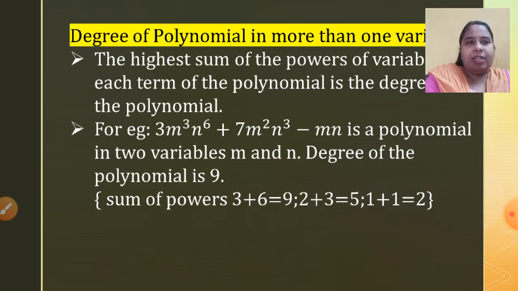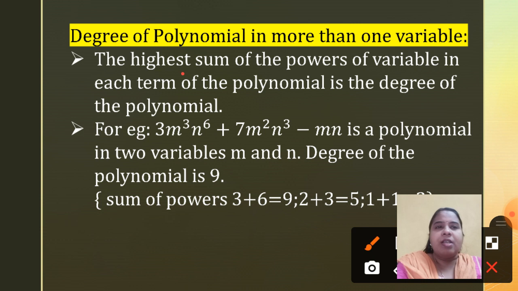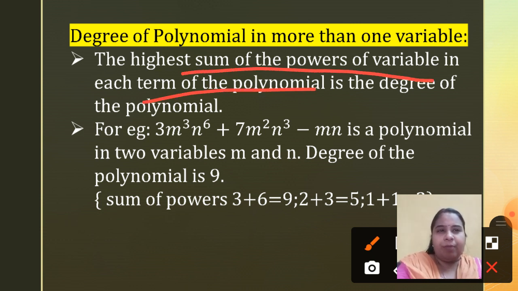After this, I'll explain you what is degree of a polynomial in more than one variable. Suppose there are more than one variable, then what to write as a degree? The concept is the highest sum of the powers of the variable in each term of the polynomial is called as a degree of the polynomial. Now I know many must have not understood this. In order to understand this statement, let us see this example here.